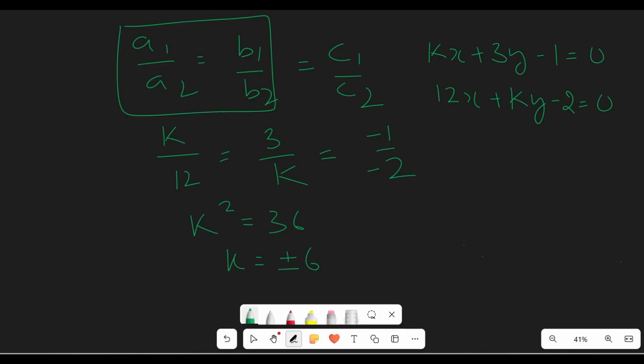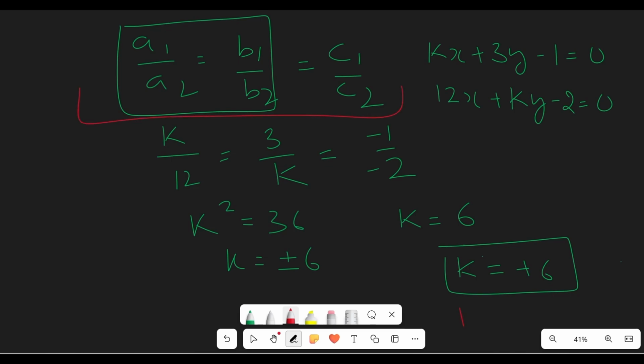Now let me see this one. I am getting here k is equal to 6. So I have two values of k. One is plus 6, one is minus 6. If I consider k as plus 6, it becomes infinite solution, because then all three become equal.